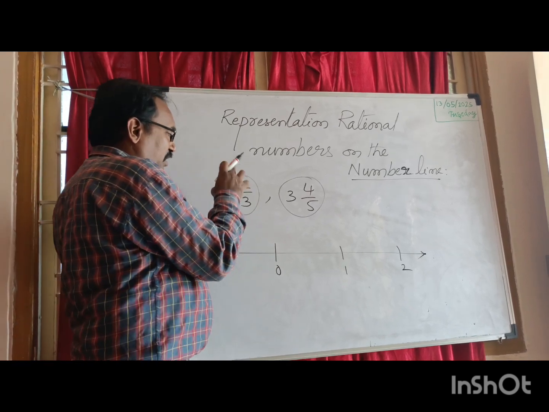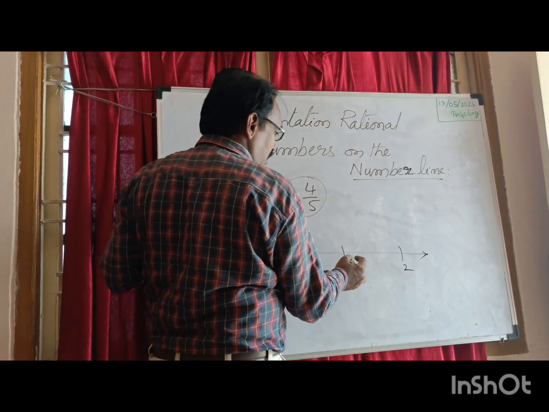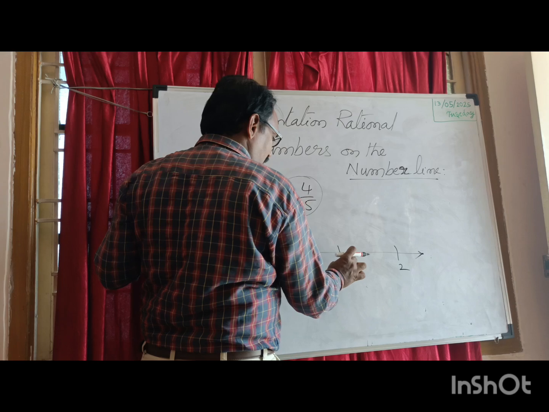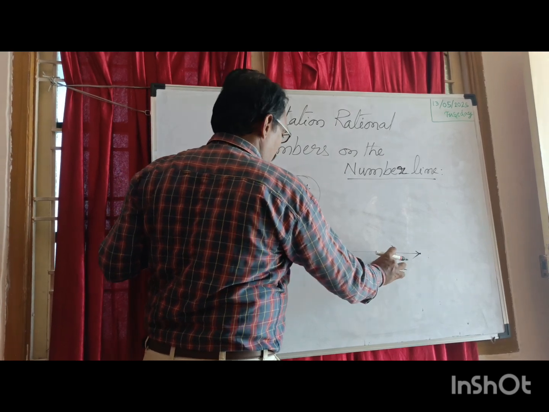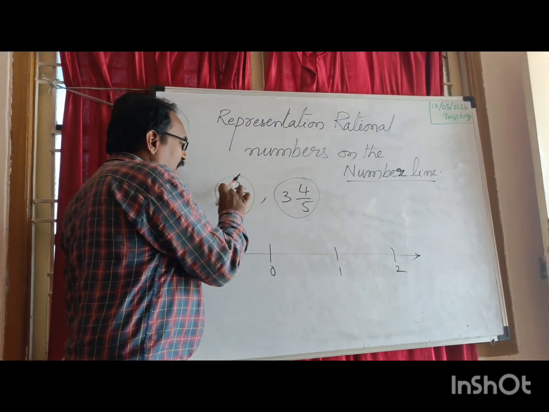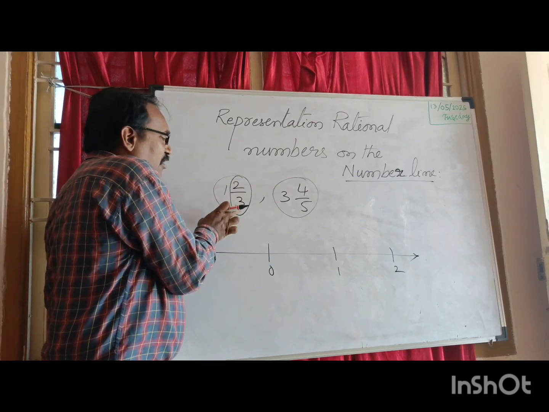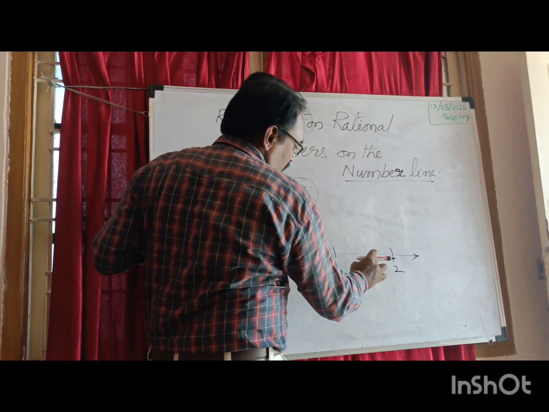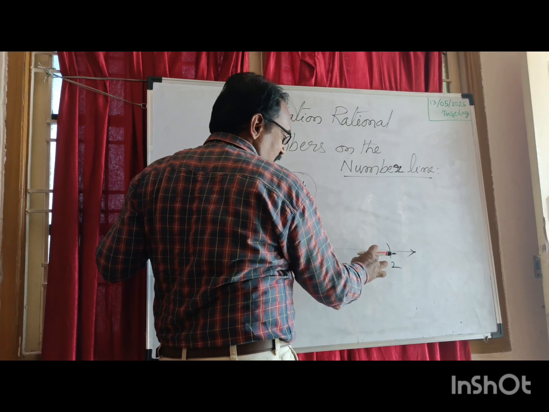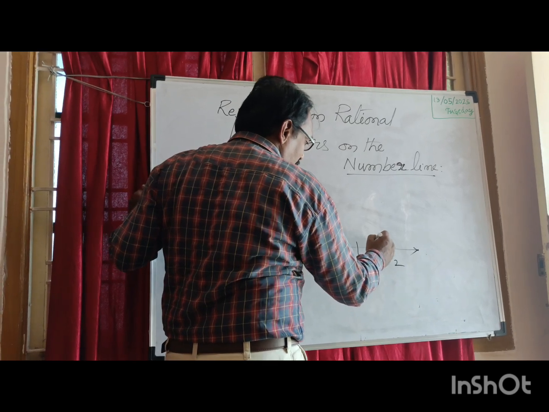Now this is 1 2/3. 2/3 means the remaining space after 1. See there, this is 1, this is 2. In between 1 and 2 the remaining part is 1 unit only. That 1 unit should be divided into 3 equal parts. So this distance from 1 to 2 you have to divide into 3 equal parts.